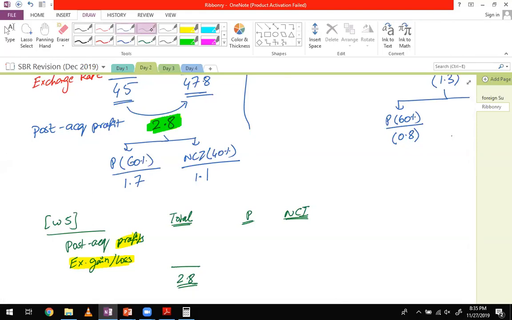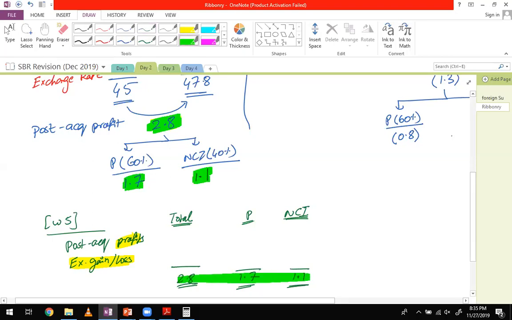I will answer your question in a while. Now, the parent's share in total is 1.7 and NCI's share in total is 1.1. So we have simply used these three values, 2.8, 1.7 and 1.1 to keep it over here, because all these three values include the profits and the exchange gain or loss.